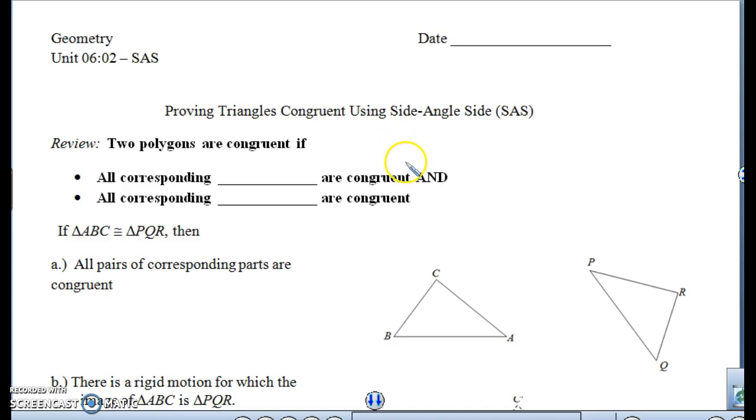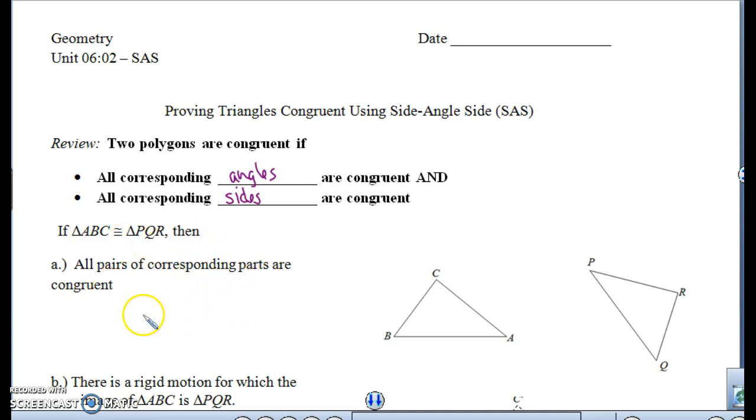But what determines the size and shape? Well, the shape is determined by the angles, so all corresponding angles would have to be congruent. One angle matches the other, all in the same order. And all of the corresponding sides are congruent. That makes them all the same size. So, in order to prove polygons congruent, all the angles and sides have to be congruent, the ones that are corresponding.